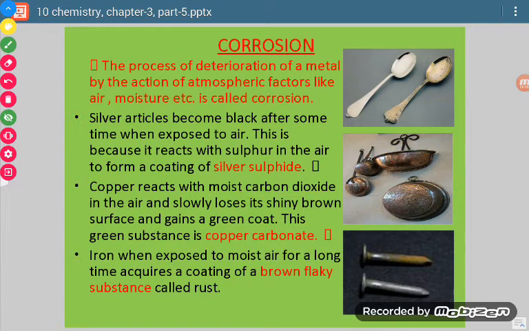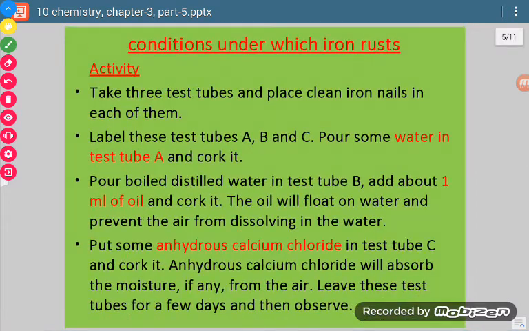Similarly, this is an iron nail and this is the nail with rust. This rust is a brown substance. Its formula is Fe2O3·xH2O, that is, Fe2O3 with x molecules of water. So all these things are formed because of the action of metal with atmospheric factors.